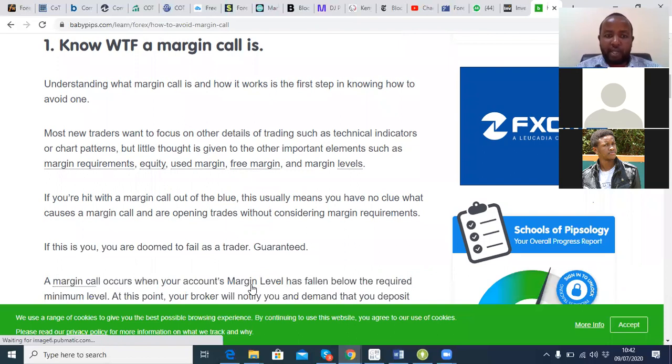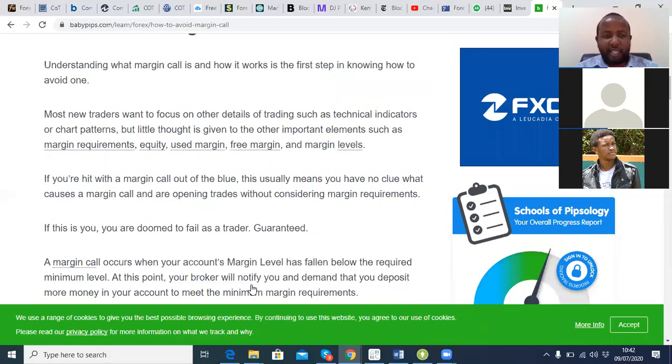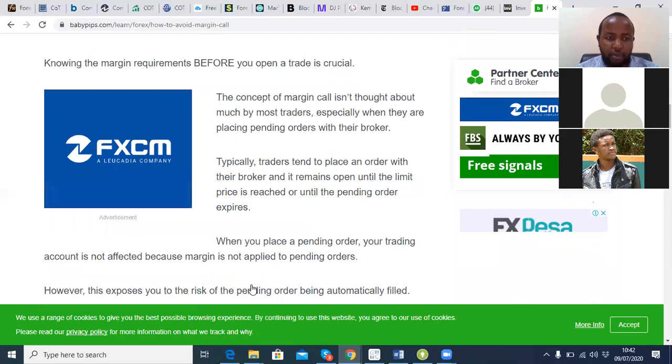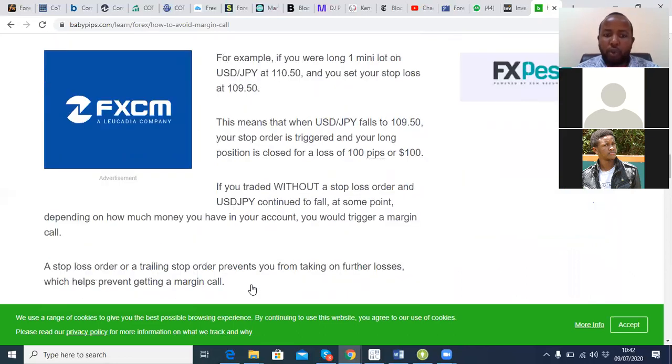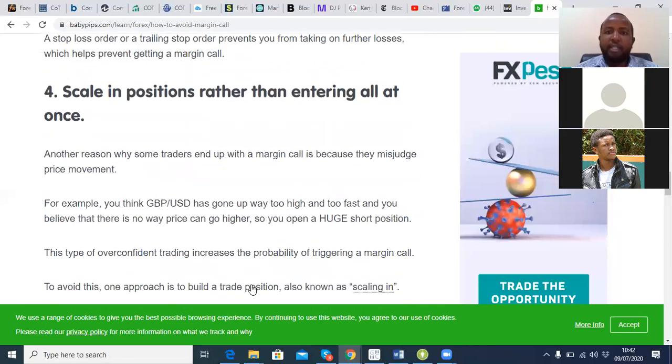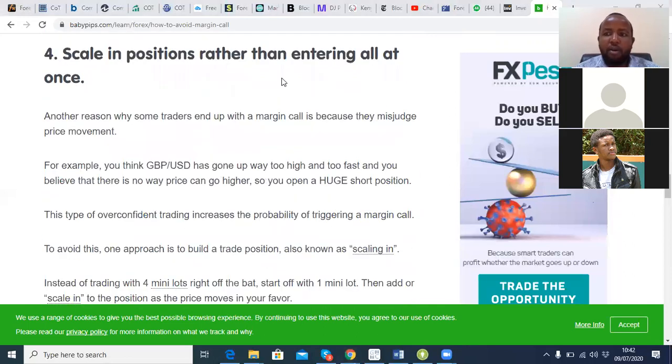Most traders want to focus on technical indicators and chart patterns, but they don't give attention to these elements of margin requirement, whatever we have gone through: the percentage, equity, used margin, free margin, and margin levels. I hope now you understand. So if you're trading an account, you can always trail or scale your positions. Scaling in is getting in and out of a losing trade or a profitable trade.